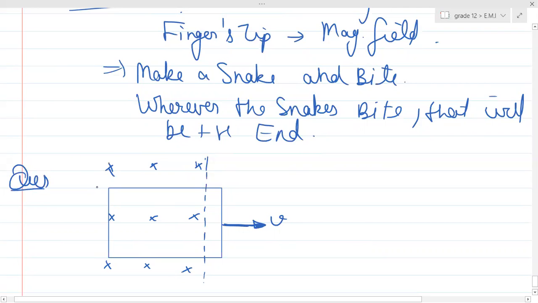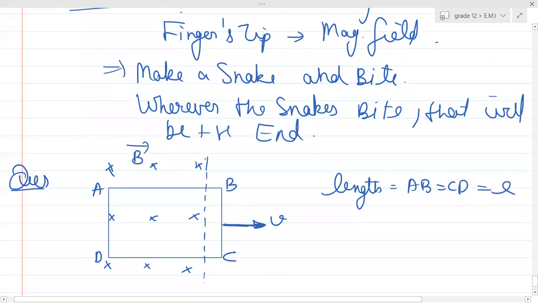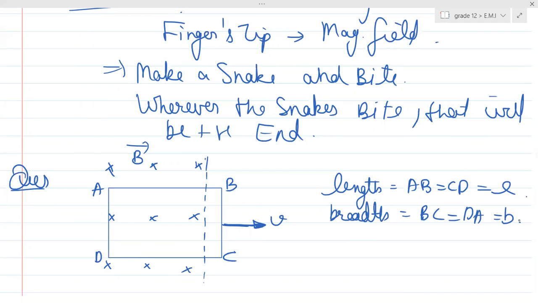Okay, this is A, this is B, this is C, this is D. The rectangular loop ABCD is placed in a magnetic field B, and this loop is getting pulled out with a speed V out of the magnetic field. This rectangular loop has length, basically AB and CD, equal to L, and breadth or width, BC and DA, equal to b. So length and breadth is basically this.